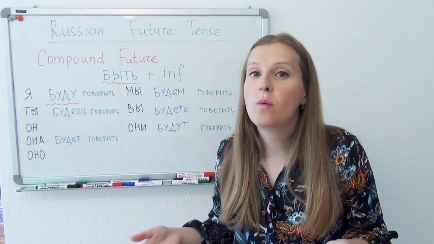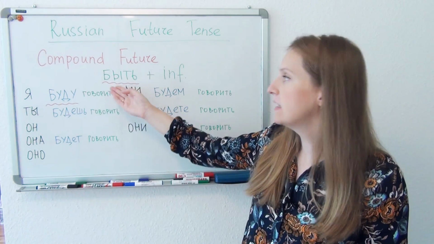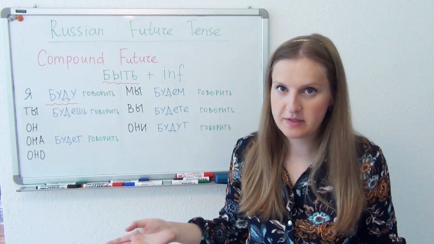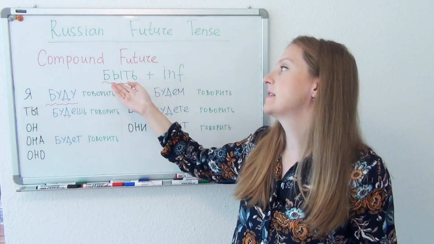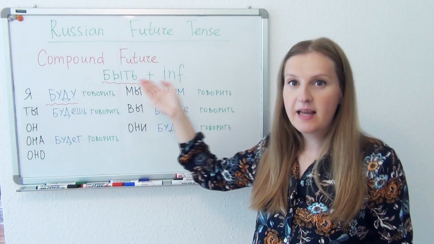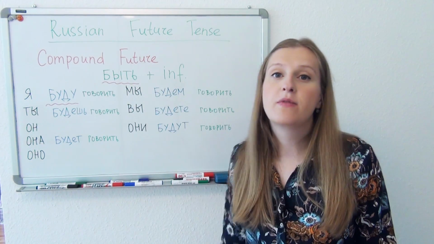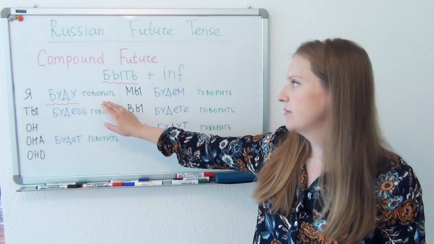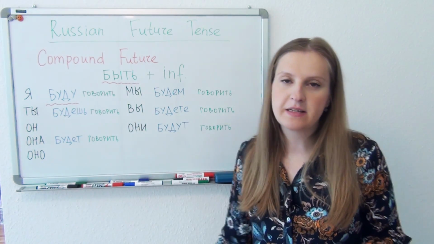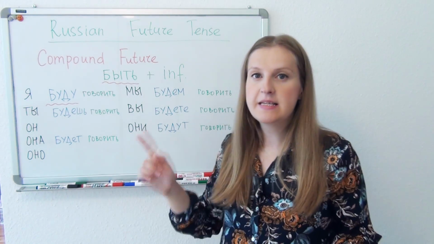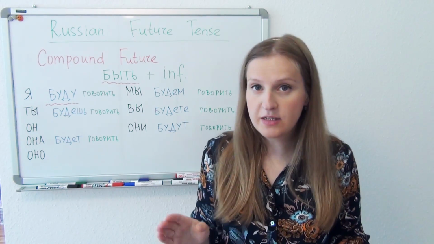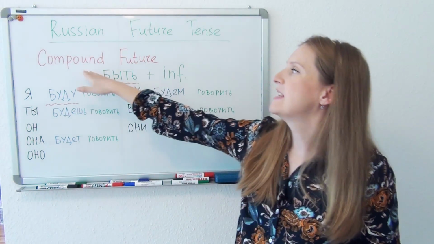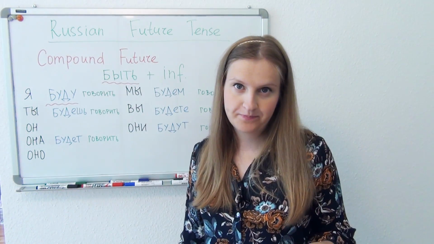So, as I have already mentioned, this form, compound future form, looks almost exactly the same as future simple form in English. We use an auxiliary verb plus the infinitive, without the particle to, of course. Here we use the auxiliary verb быть and the initial form of the verb, the form which we find in the dictionary. Говорить, to speak. Говорить is an imperfective verb. That's why when we want to use it in future, we use the compound future form.